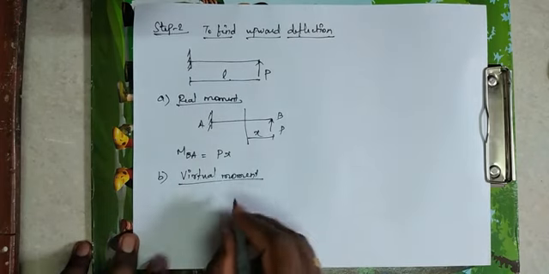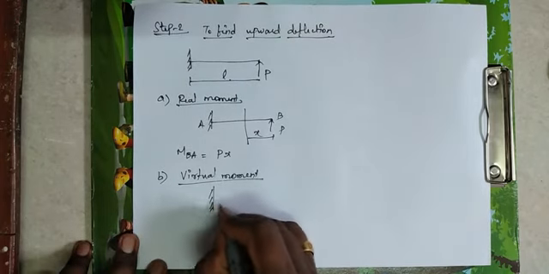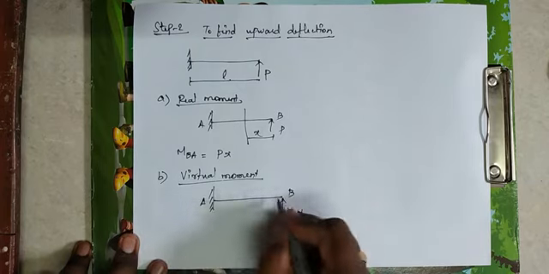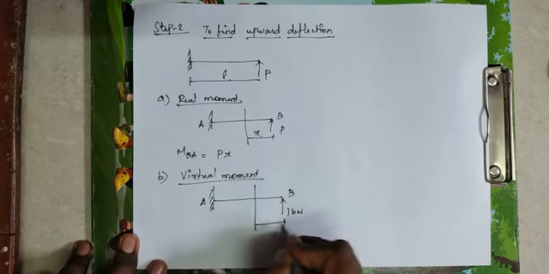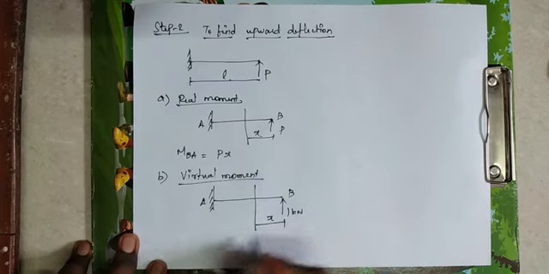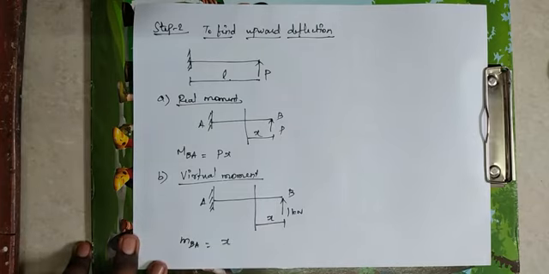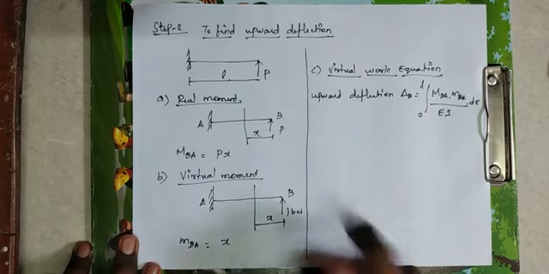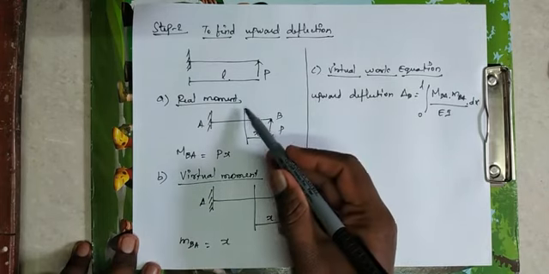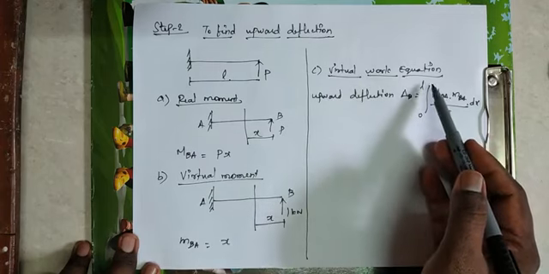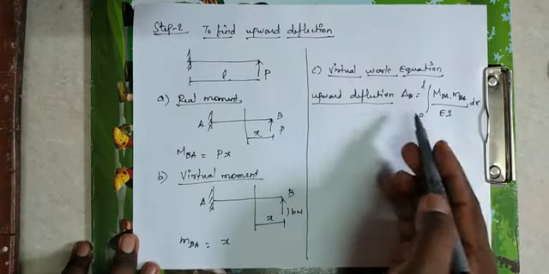For finding the virtual moment, remove the given load and apply a unit load of 1 kilonewton at B. Taking the section at a distance small x from B and taking moment about the section, we will get x as the answer. Now, we are going to substitute the real moment and virtual moment values in the virtual work equation to find the upward deflection.